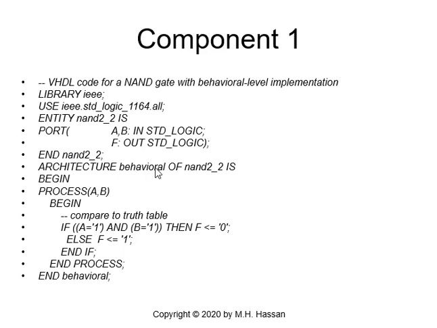The architecture behavioral of NAND2 is: begin, process (A, B), begin. Compared with a truth table, if A and B are both 1s, F will be 0, otherwise F will be 1. I will end the process, because we have process A and B, end the process, and end architecture behavioral. We say end behavioral. So this is the program for component 1.